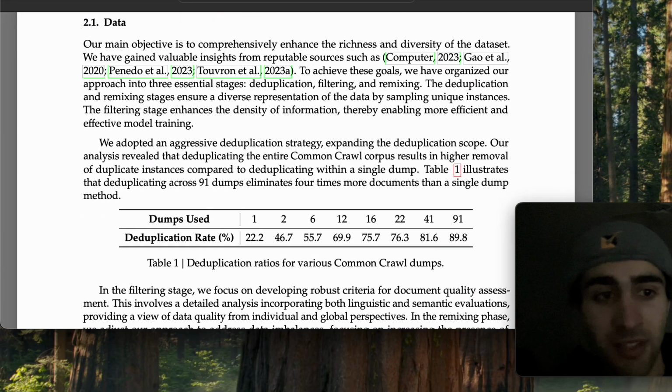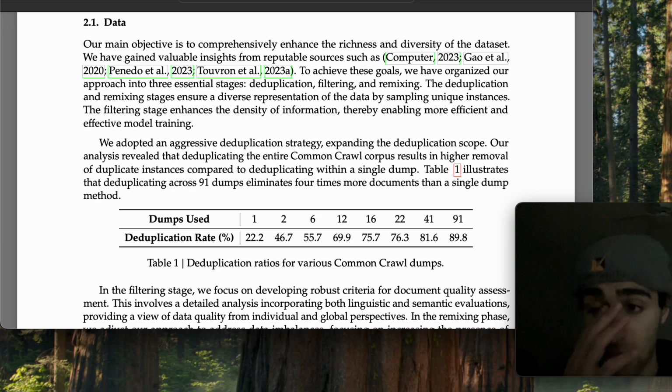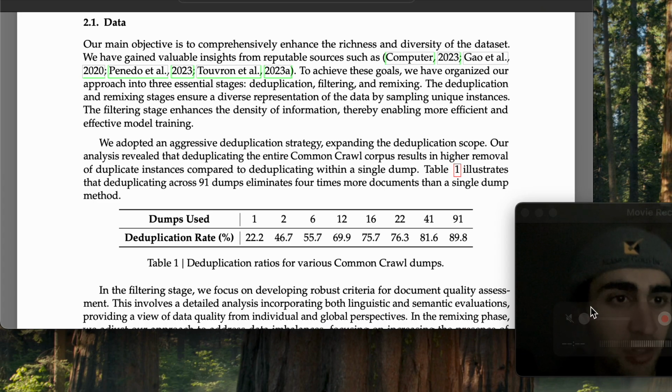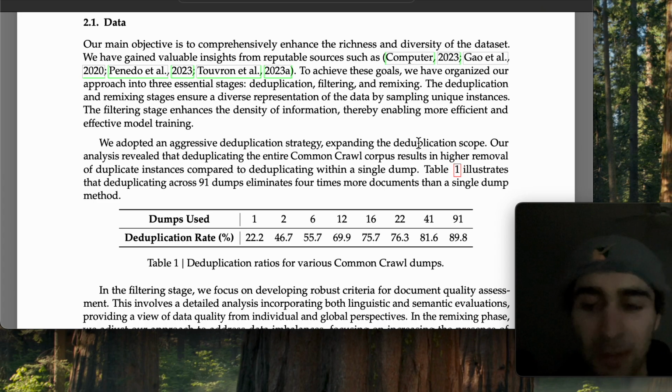So let's first start off with the data. They use 2 trillion tokens in their data set, and they improve it with 3 methods. The first one is called deduplication, and deduplication, as the name suggests, is just removing duplicates. Then there's also the filtering stage. During the filtering stage, they focus on developing a robust criteria for assessing the quality of a document, and this involves a detailed analysis which incorporates both linguistic and semantics. So this gives a view of the data quality from an individual and global perspective. That's according to the paper.